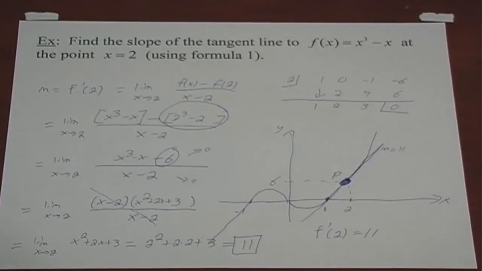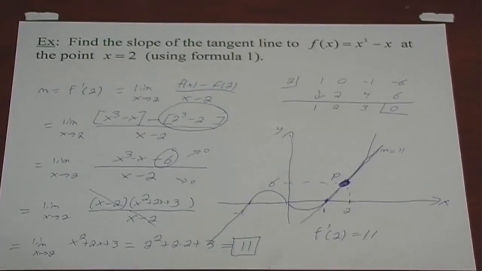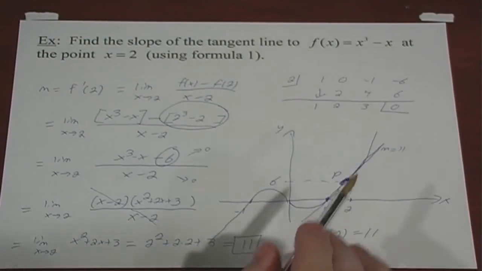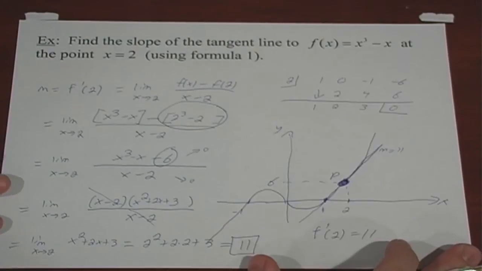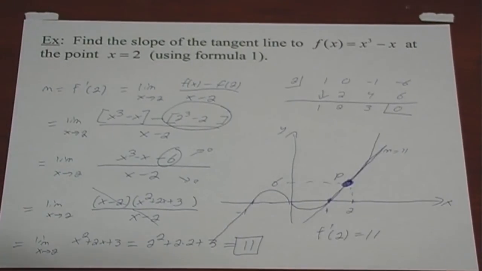So the slope of the tangent line at the point 2, 6, or I can say the slope of the tangent line at 2. That's the same thing, basically. Because once I tell you 2, the 6 could be found somehow, because it had to be 6. And the slope of the tangent line is 11. Okay, so that's how that goes. Now what I'm going to do is I'm going to do the exact same problem again using the other formula, just so you can see what happens if you try the other formula.